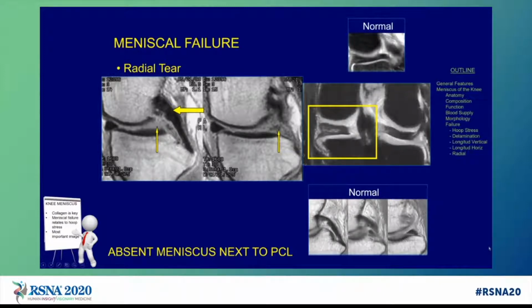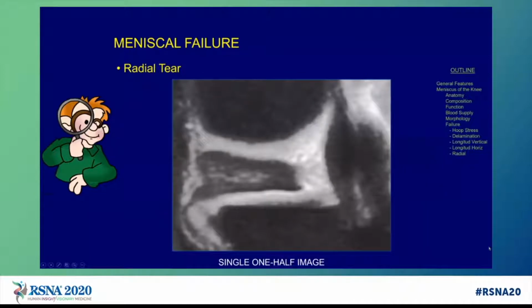And in fact, I will go even one step further. This is the most important half image. You've got to look at this particular inner aspect of the posterior horn. Radial tears of the meniscus and root ligament problems involving that posterior root produce abnormalities here.